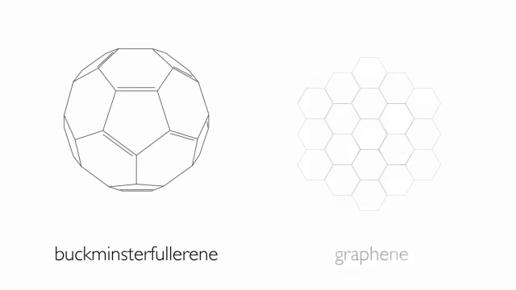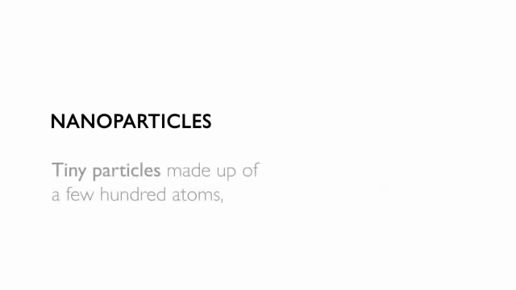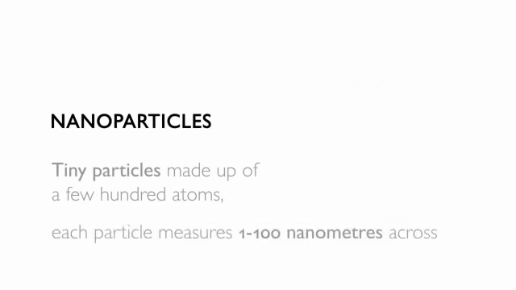So far, we have encountered two examples which both share a common theme, the fullerene. Fullerenes hold a special importance in nanoscience, a relatively new area of science which involves the study of nanoparticles. Nanoparticles are tiny particles made up of only a few hundred atoms. They can measure between 1 nanometer and 100 nanometers across.